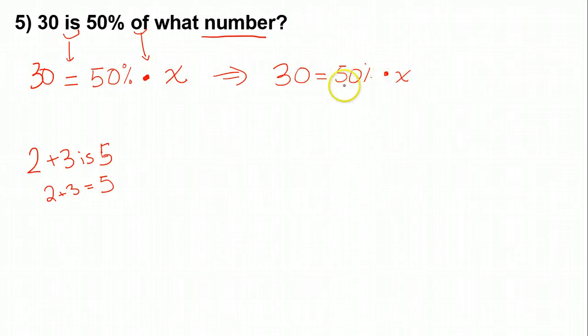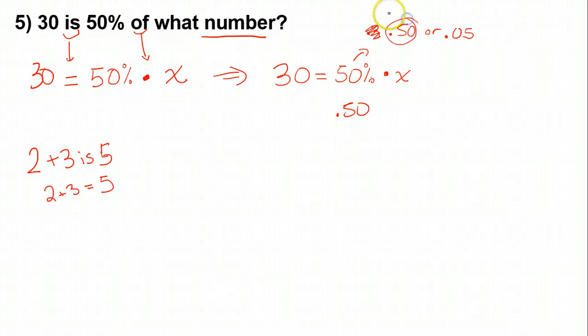All right, now a lot of students want to leave that 50% as a percent. You might want to change it to a decimal. So what would 50% be as a decimal? Would that be 0.50 or 0.05? 0.50, right? It's like 50 pennies, like 50 cents. Okay? Times x equals 30.